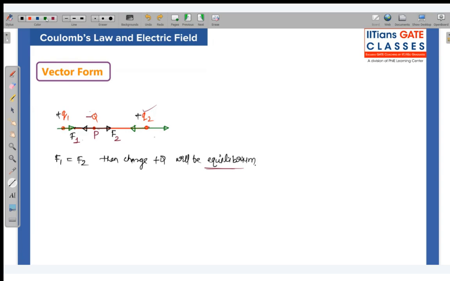Whether they will be in equilibrium or not depends upon where you are keeping the charge minus Q, at which distance you are keeping it. But we can see that all three charges have forces in the opposite direction. Hence, we can say that this overall system can be in equilibrium. Right? Anyone having any doubt?